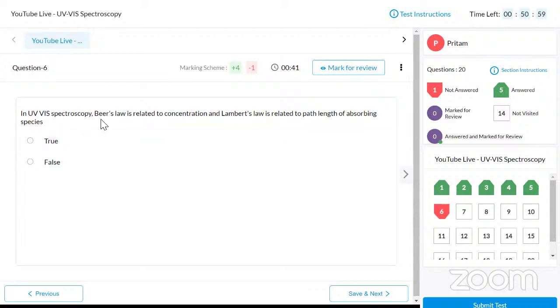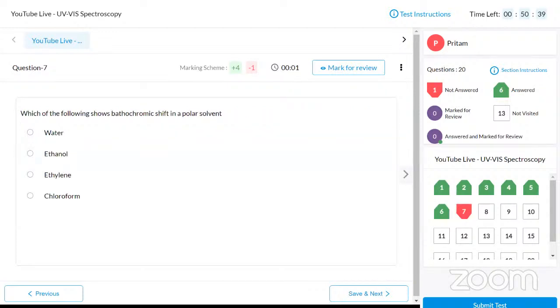In UV visible spectroscopy, Beer's law is related to concentration, as we all know, and Lambert's law is related to the path length of the absorbing species. So let us choose the answer true and move on to our next MCQs. We all know about the Beer-Lambert's law equation also. It is A equals epsilon B C, where A is the absorbance, epsilon is the molar absorptivity, B is the path length, and C is the concentration.